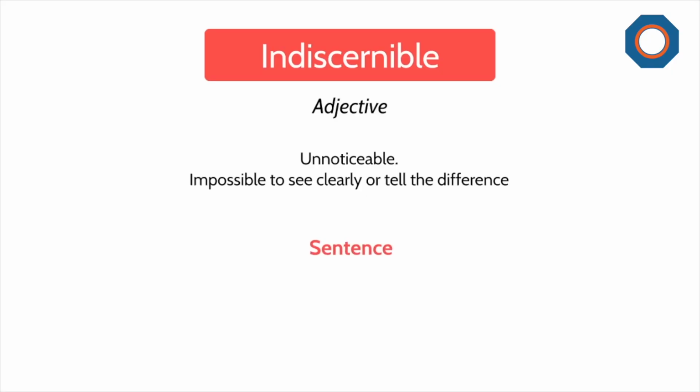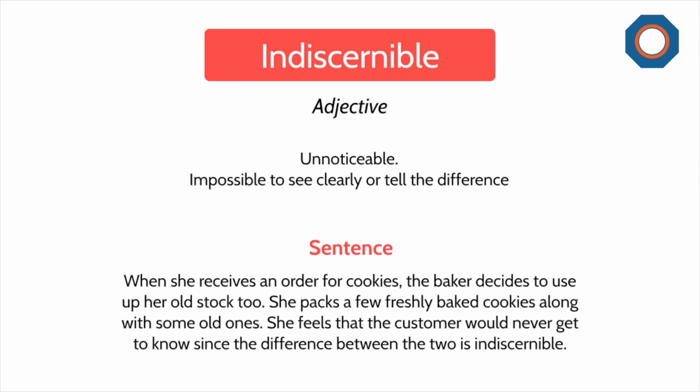Let's use indiscernible in a sentence now. When she receives an order for cookies, the baker decides to use up her old stock too. She packs a few freshly baked cookies along with some old ones. She feels that the customer would never get to know since the difference between the two is indiscernible.